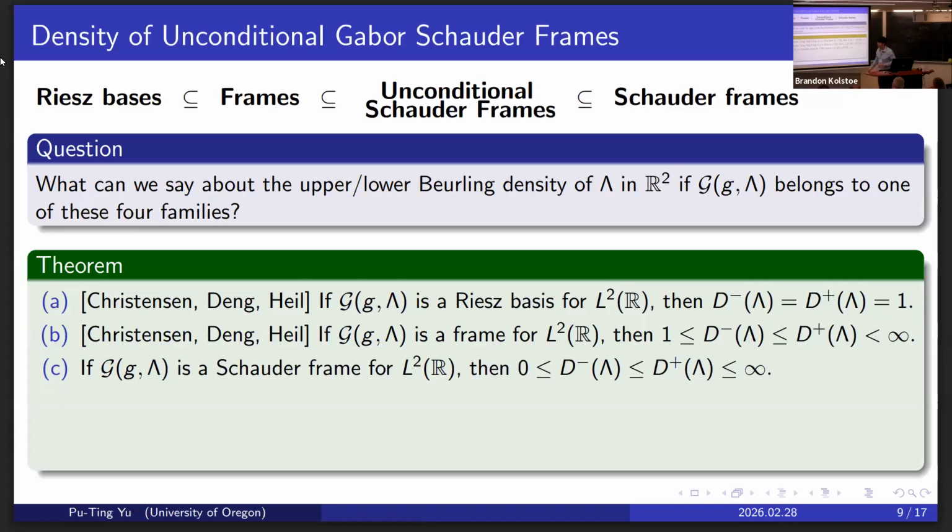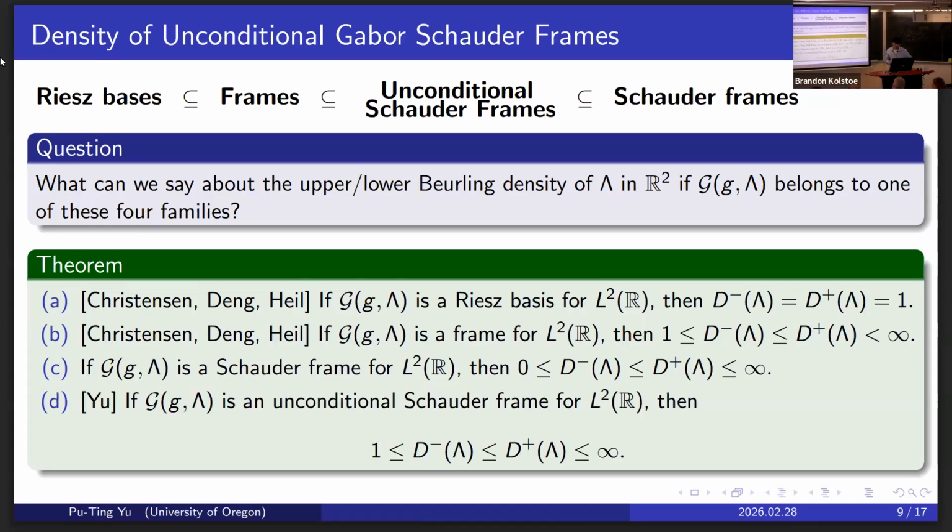Okay. So now the remaining part, the missing piece is, what can we say about the density associated with an unconditional Gabor Schauder frame? And it turns out, surprisingly, if a Gabor system is an unconditional Schauder frame, the lower Beurling density still has to be greater than or equal to 1. So I will show you the motivation behind this lower bound in a second.